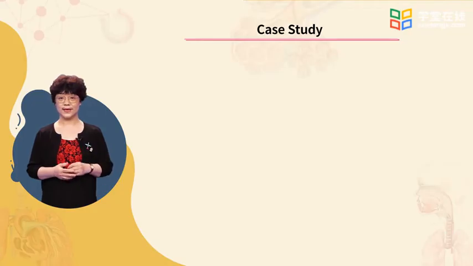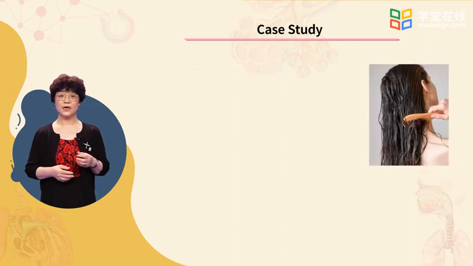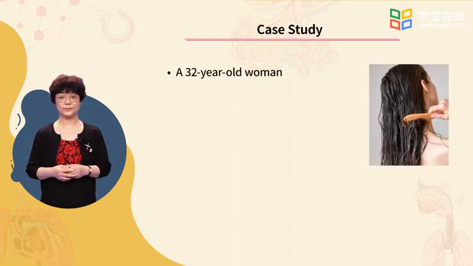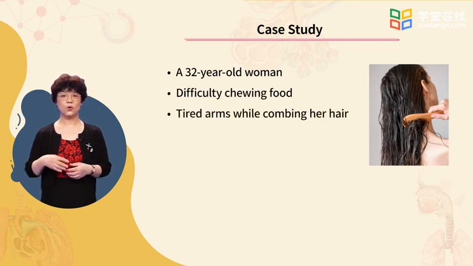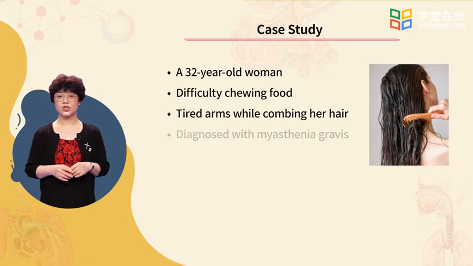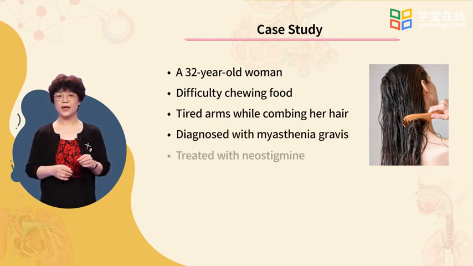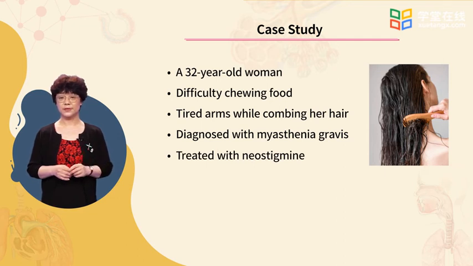Let's start with a case. Miss Lee, a 32-year-old woman, went to the hospital with difficulty chewing food and tired arms while combing her hair. Symptoms disappeared after a brief rest. She's diagnosed with myasthenia gravis and is started on neostigmine, an acetylcholinesterase inhibitor.